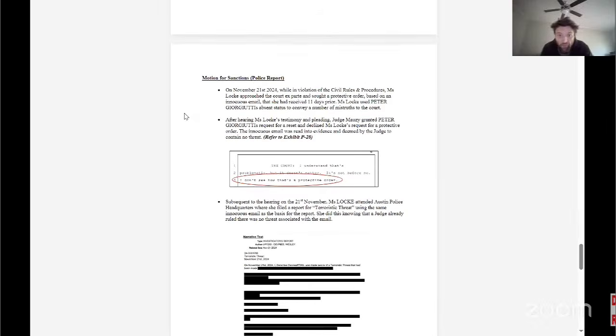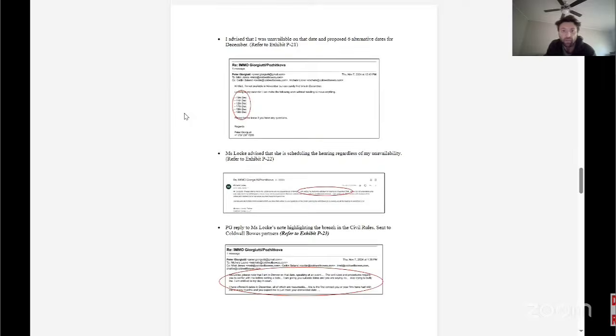Well, if I scroll down here, I've got a little excerpt here. I don't see how that's a protective order. I sort of grabbed it out, highlighted, put a red circle around it, because that's actually what happened, not what Ms. Locke believes did or didn't happen. So it is there.